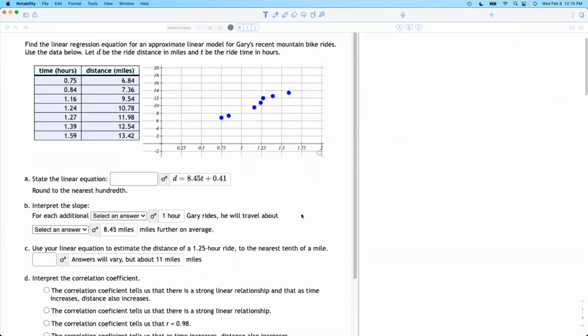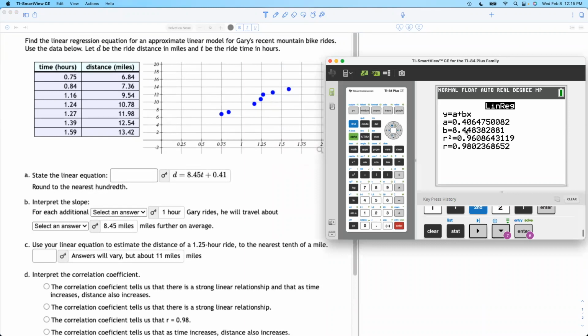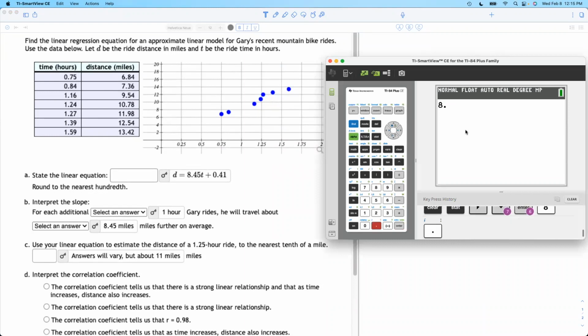Okay, then they ask us to make a prediction. They give us a time. I have a model. Here's my model. That's a time. I literally just plug it in. So that would be 8.45 times 1.25 plus 0.41. So that's about 11 miles. They rounded up a little bit because it said to the nearest 1/10 of a mile.